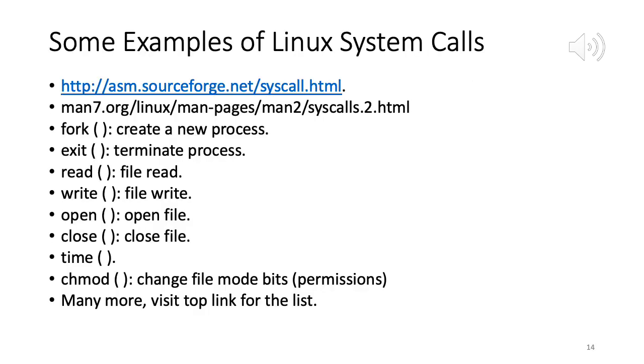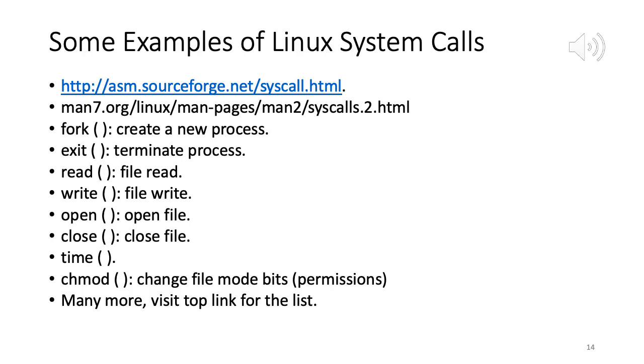Now I am on slide number 14, some examples of Linux system calls. Here we have provided a couple of websites: asm.sourceforge.net, and man7.org/linux. That's a path. You are encouraged to visit both these websites. When you visit the first one, it may take you to another website, a German website, I think. You can visit that as well. The idea here is just to see what kinds of system calls we have.